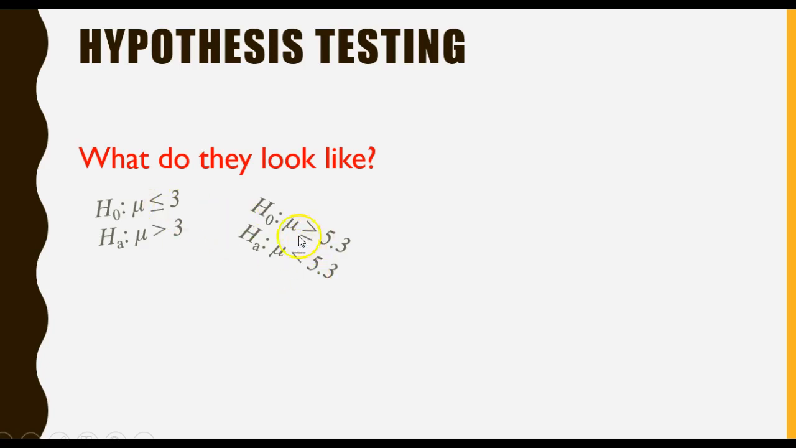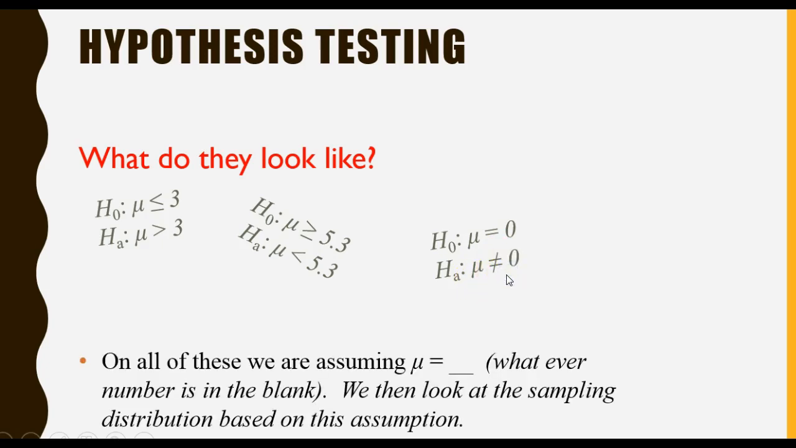Notice these both have equality. The alternative has inequality. Or I could have that the population mean is 0. The alternative is that it's not equal to 0. On all of these, we're assuming that the mean is equal to something, or the mean is less than or equal to something, or the mean is greater than or equal to something. You could have this with a p instead of the mu. We're dealing with a proportion.